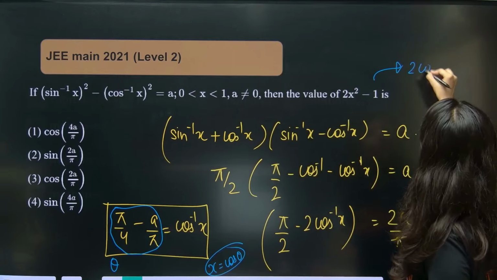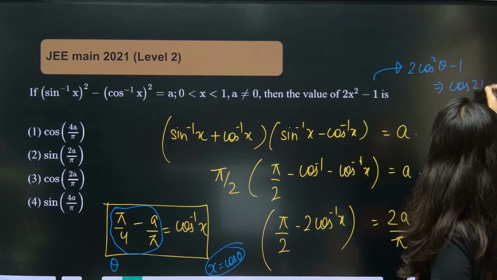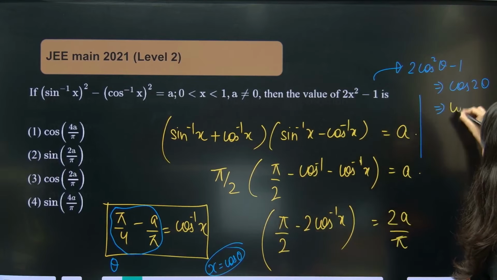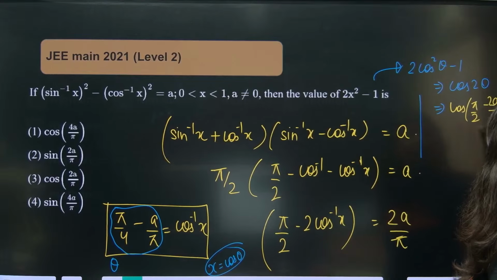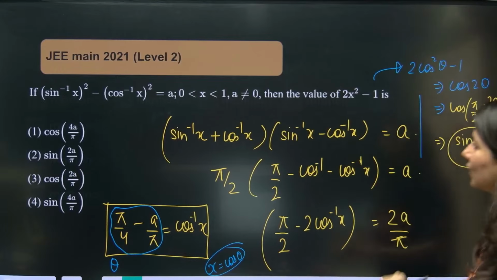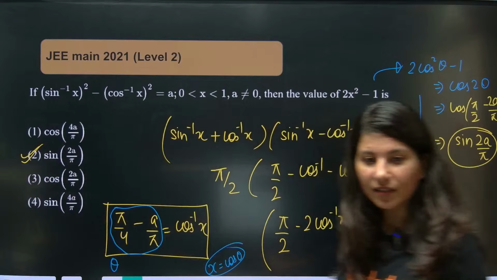So 2 cos square theta minus 1 is equal to what? Ma'am, cos 2 theta. Now you just have to put the value of theta. So this is cos of pi by 2 minus 2a by pi actually. And cos of 90 minus theta is what? Sin 2a upon pi. Option B is absolutely correct.